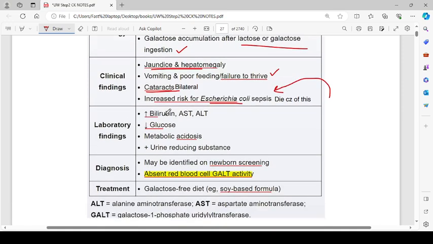Lab findings include increased bilirubin, AST and ALT will also be elevated. The glucose will be decreased. There will be metabolic acidosis because of the production of organic acids. Because galactose cannot be broken down, metabolic products start accumulating. I think it is galactitol or something, but I don't know. Then urine reducing substances will also be present in the urine.